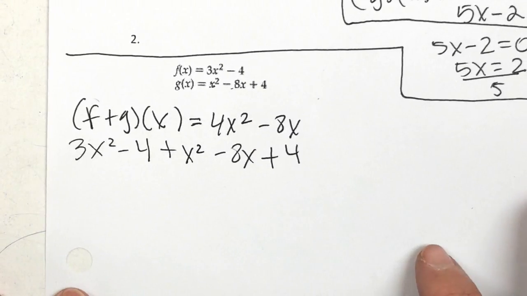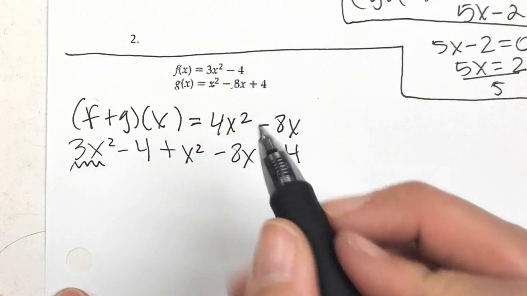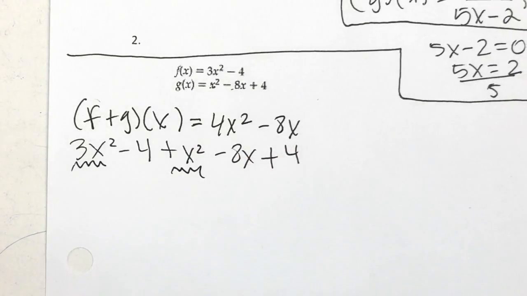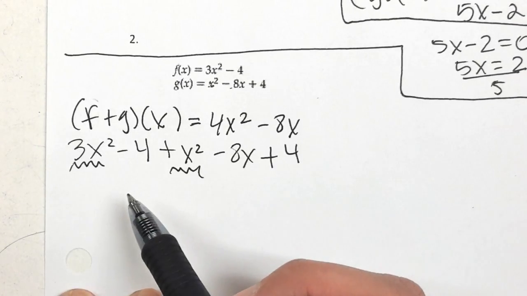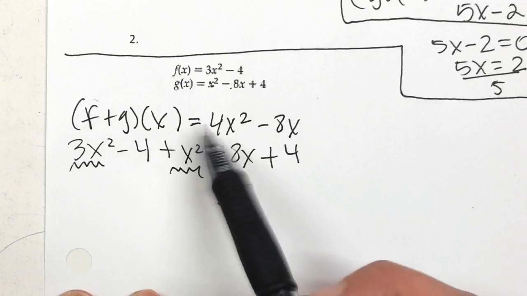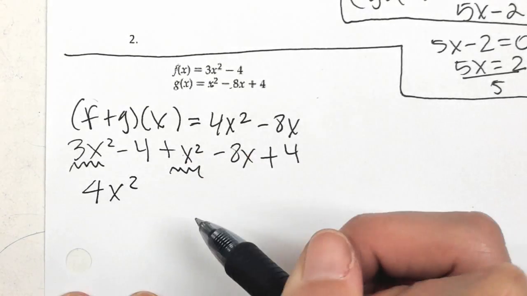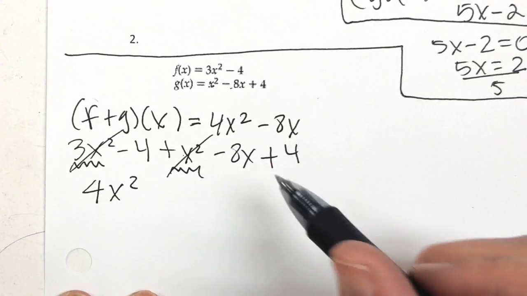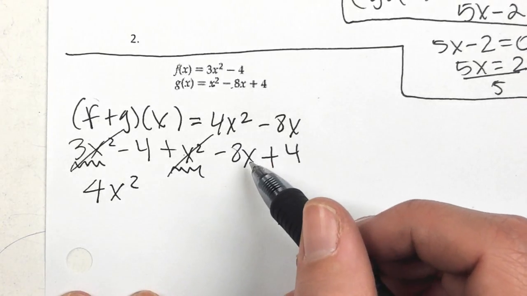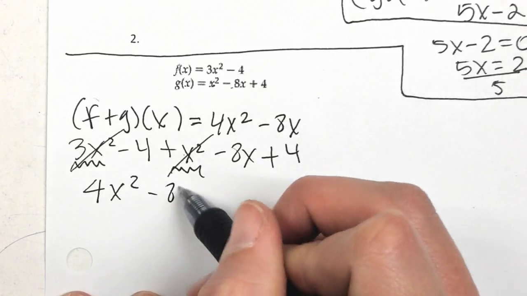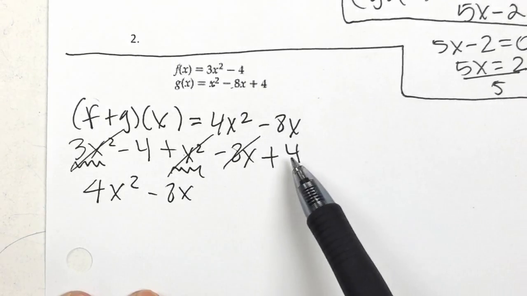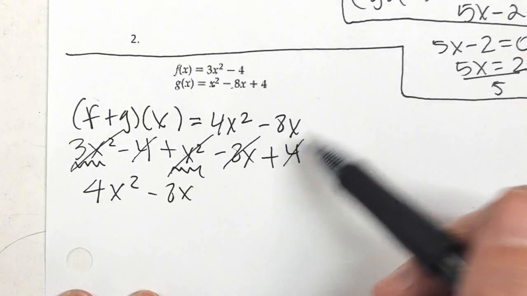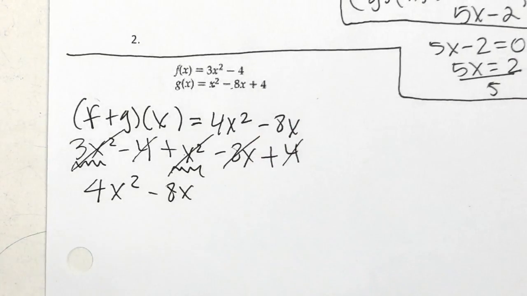Now we just combine our like terms. So does this one have a like term? Okay, when I'm adding these together, do the exponents change? No, just the what? Coefficients. So 3 plus 1 would be 4x squared. So now that we've combined these, the next one would be negative 8x. Does it have any like terms? No, so we just bring it down. And then the negative 4 plus 4 would give us what? 0. So we don't have to write that. Any questions on that one?